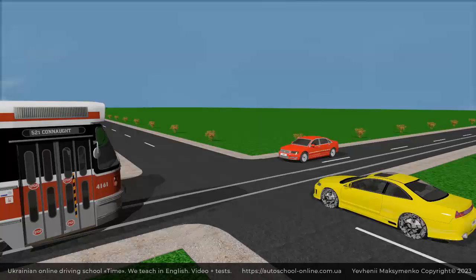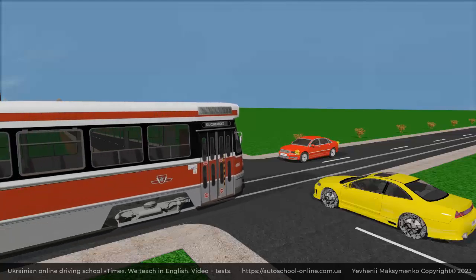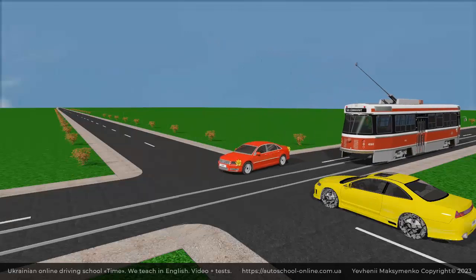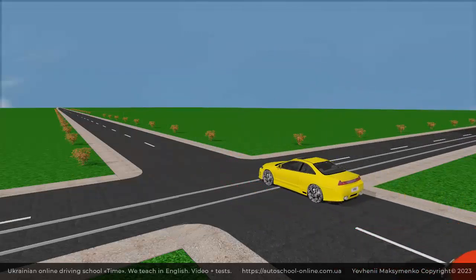As for the tram, it will be on an equal basis with all non-rail vehicles at such an intersection. Accordingly, it will have an advantage over them regardless of which side of the crossroads it is on and in which direction it is moving. In this case, the tram will pass first, followed by the vehicles on the right-hand obstacle, i.e., the red vehicle first, and the yellow one last.